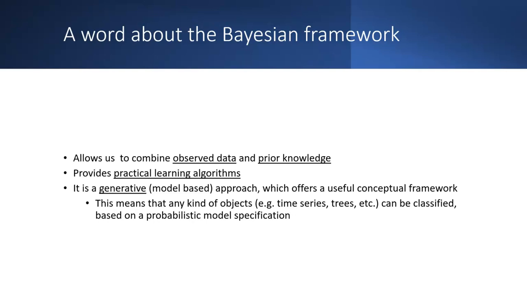So a word about the Bayesian framework. It allows us to combine observed data and prior knowledge, and provides a practical learning algorithm as well. It's a generative model-based approach which offers a useful conceptual framework. This means that any kind of objects, for example time series, trees, etc., can be classified based on the probabilistic model specifications.